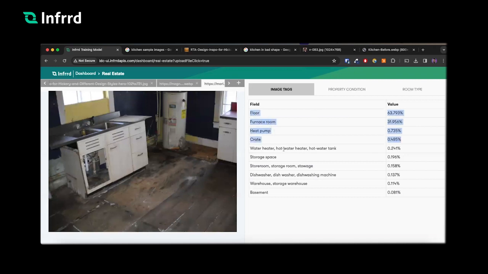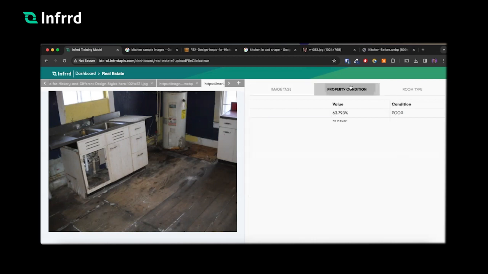Like what are the different components that we could find? Now it identified a heat pump, like a furnace, probably. This could be a furnace room because there was a water heater there. There's a dishwasher, there's some storage space because of these cabinets. And of course, the property condition is poor, and still high probability that this is a kitchen because of the presence of a kitchen sink. And I think we were able to find some kitchen cabinets too.